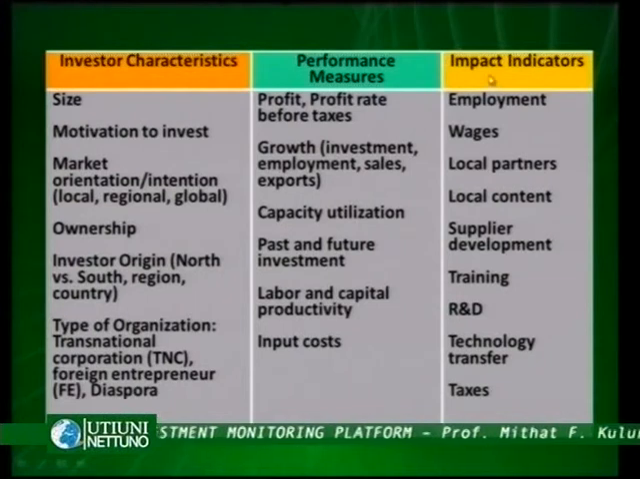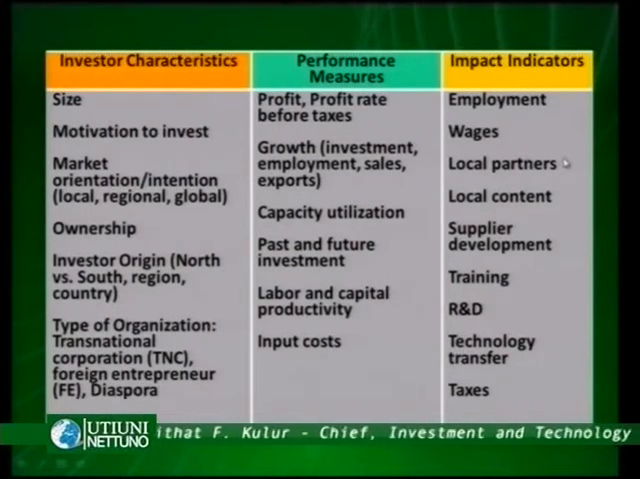In terms of impact indicators, we're looking at how much employment they're generating, what wages they're paying, how they're interacting with local partners, how much local content they have, how much they interact with suppliers to help suppliers develop their products and processes, how much they spend on training to develop skills, how much they spend on R&D and adaptation, how much technology transfer they undertake, and how much taxes they pay. So those are the basic categories we look at.